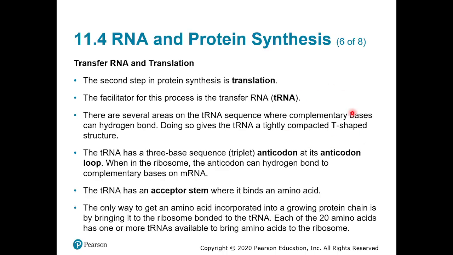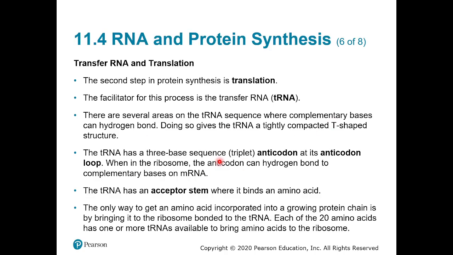Okay, and so these tRNAs are going to be sort of this compact T shape. They're going to have complementary bases that can hydrogen bond to that mRNA, so they'll fit onto three what are called codon codes, three base sequence codes that correspond to each amino acid. Okay? And this tRNA has kind of a compact sort of clover or T shape if you were to flatten it out. It looks a bit like a T or a cross or a clover. Okay?